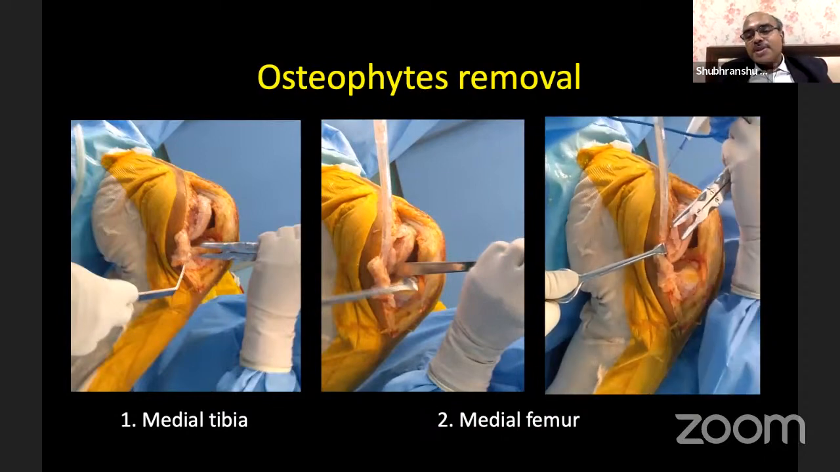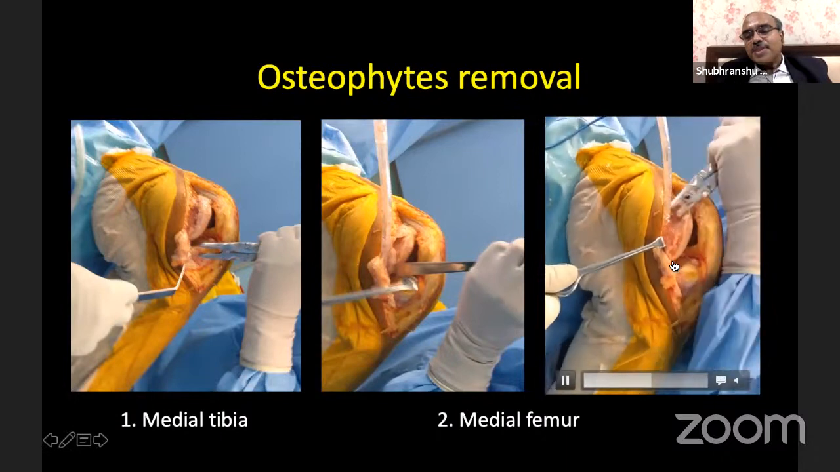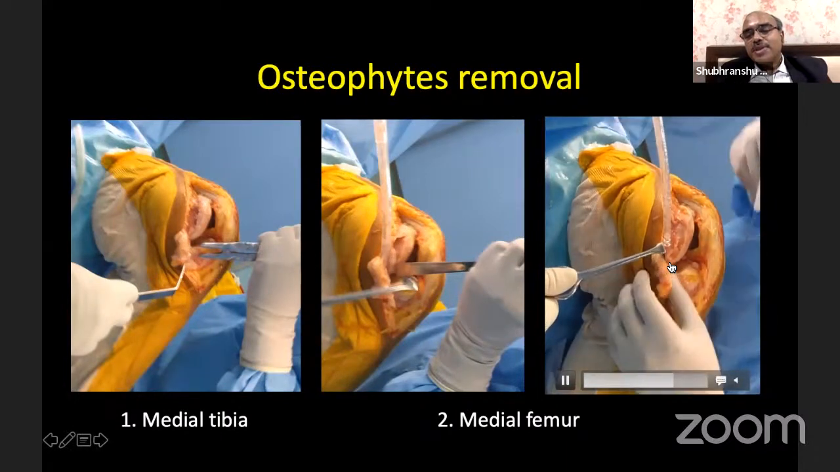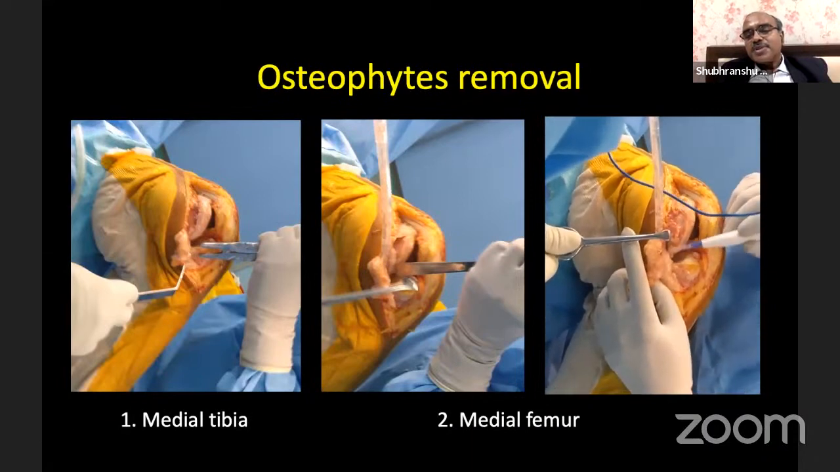And remember that whenever you are taking out the osteophyte from the lower part of the femur, be careful about the medial collateral ligament, because the attachment of the medial collateral ligament is there. You may inadvertently, while doing the osteotomy, injure the medial collateral ligament attachment there.